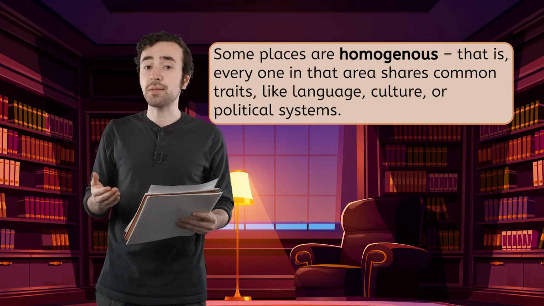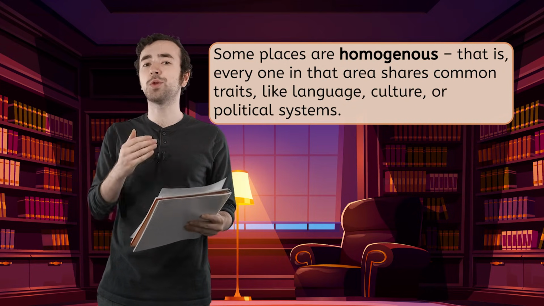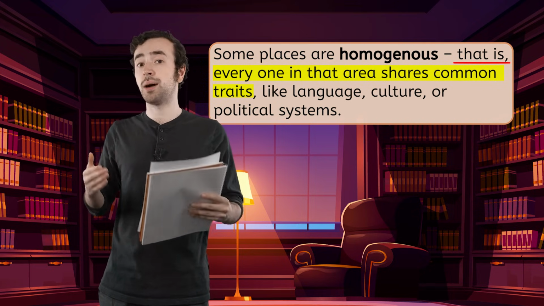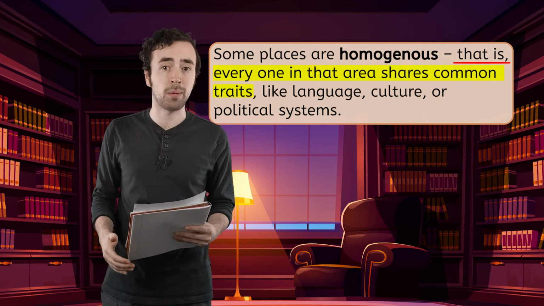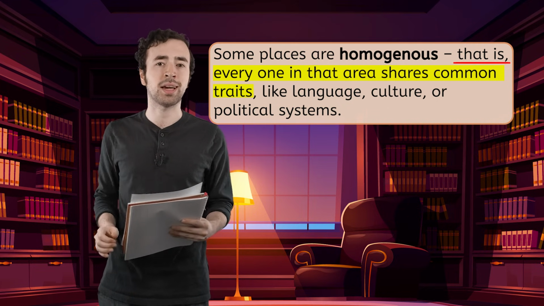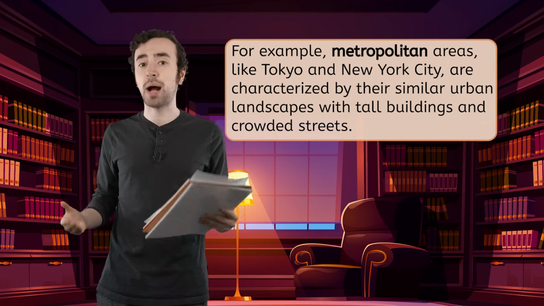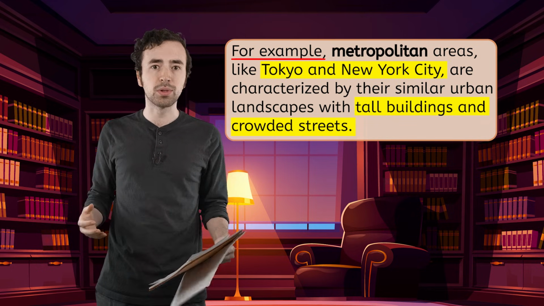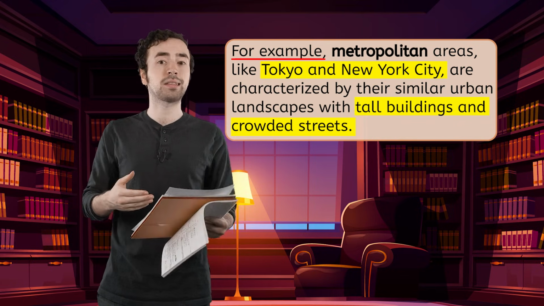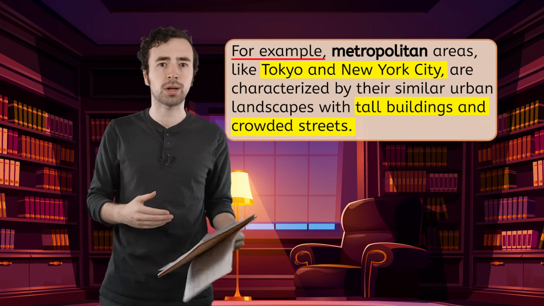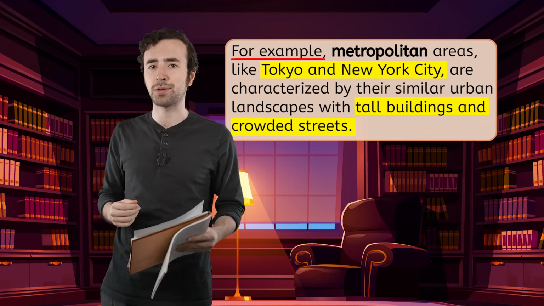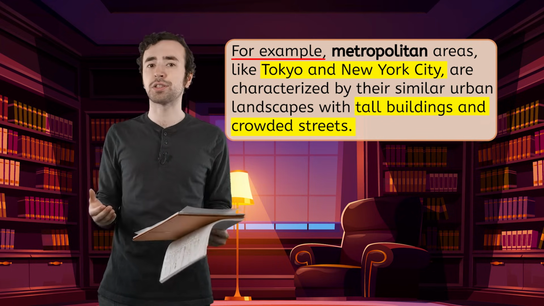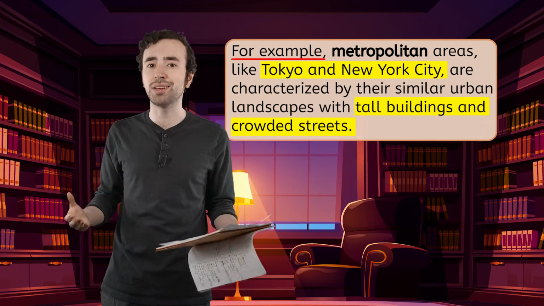So, you can find the meaning of homogeneous from the signal words "that is." The phrase, "everyone in that area shares common traits," provides the meaning of the word homogeneous through a definition context clue. The clue for metropolitan comes with the signal words "for example." The examples of what this word means in the text are Tokyo and New York, as well as tall buildings and crowded streets. The examples given here explain that metropolitan is an adjective used to describe large cities or urban areas.